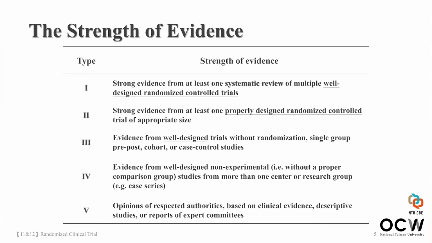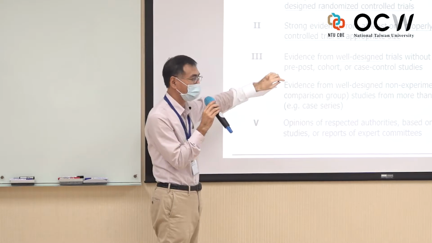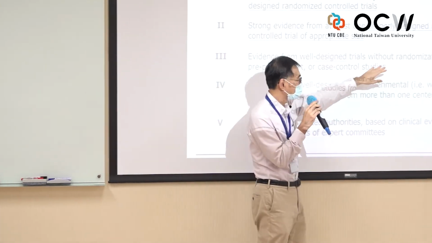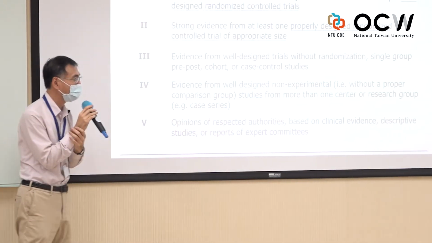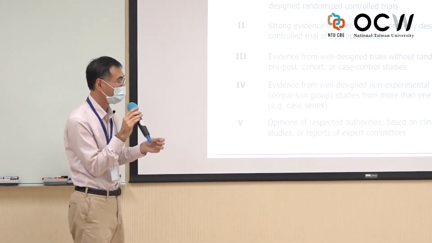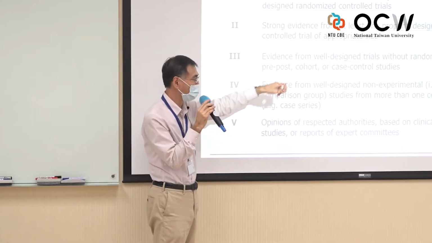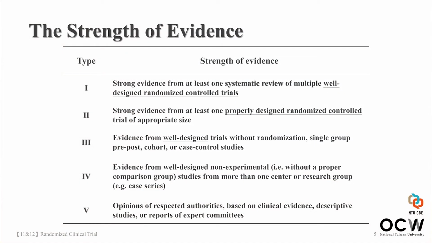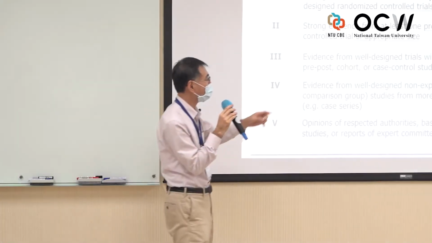And a little bit better one would be the evidence from well-designed trials without randomization. Okay? Single group pre-post or cohort or case control studies. So basically, this group of study are observational or not well-designed trial without randomization. Randomization is the soul or the spirit, not the foundation for randomized control trial. So if it's not properly done, then it'd be similar to the observational studies, like cohort study, case control studies. Okay. And the second best one would be the strong evidence from at least one properly designed randomized control trial of appropriate size. So size does matter here.